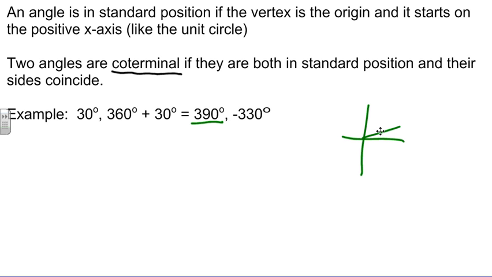Sketch that out real quick. 30 degrees would be about here. If you want negative 330, it would bring you back. Or if you want 390 degrees, it goes all the way around plus 30. It's very similar to what we did with radians already in the last chapter.